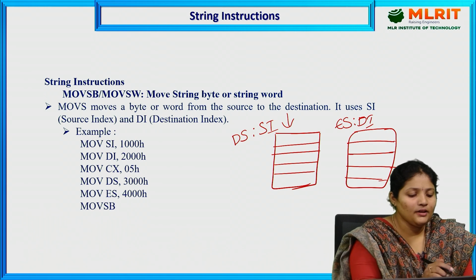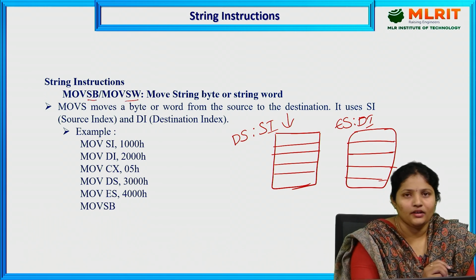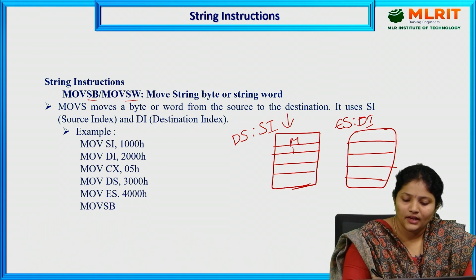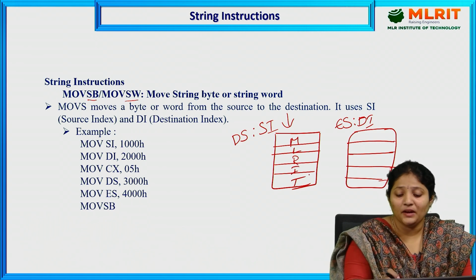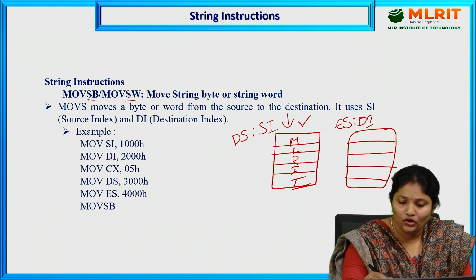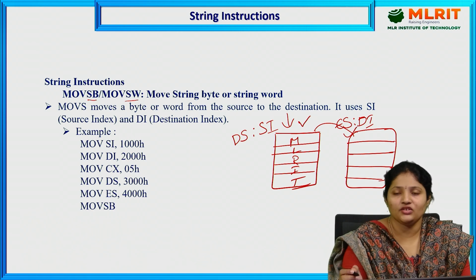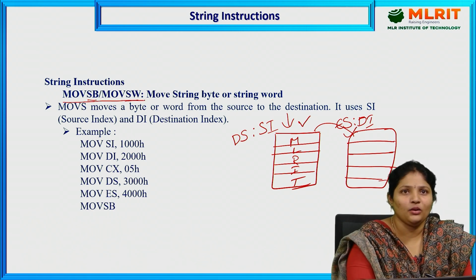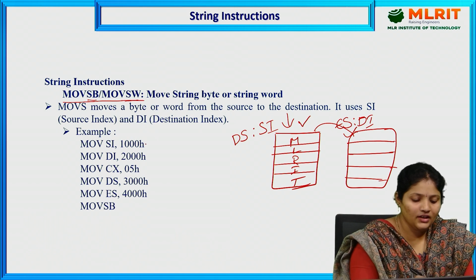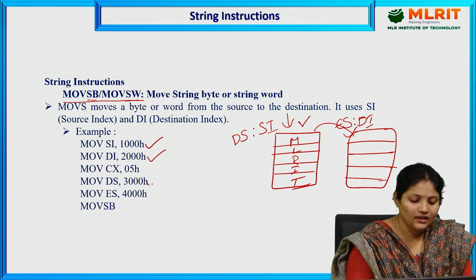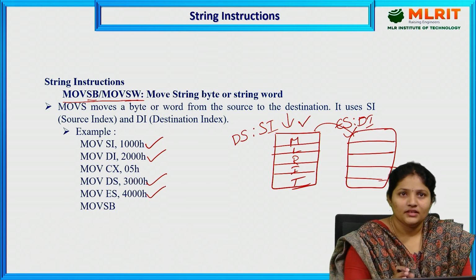So here, move string byte or string word. The data present in one memory location, suppose MLRIT, when I need to transfer this particular word present in this memory location to another memory location, then we can use this move string byte or string word instruction. Here I am giving the segment offset values in SI and DI, and here I am giving the segment values.